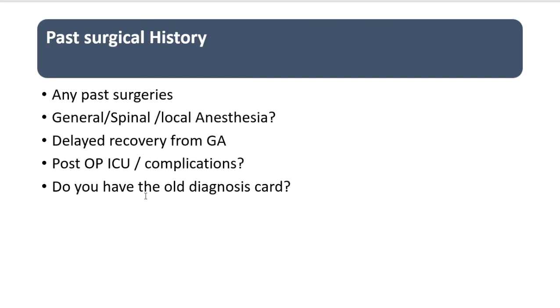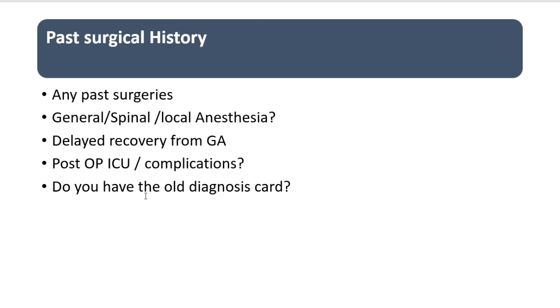Then the past surgical history. Again, I need information, not data. Any past surgeries? What anesthesia was given: general, spinal, or local anesthesia? Was there delayed recovery from general anesthesia after that surgery? Any post-op complications, like whether this patient had bleeding or post-op fever? Those things are very important, like post-op ICU admissions. Then you can ask for the old diagnosis card and see what they have done in past surgeries.